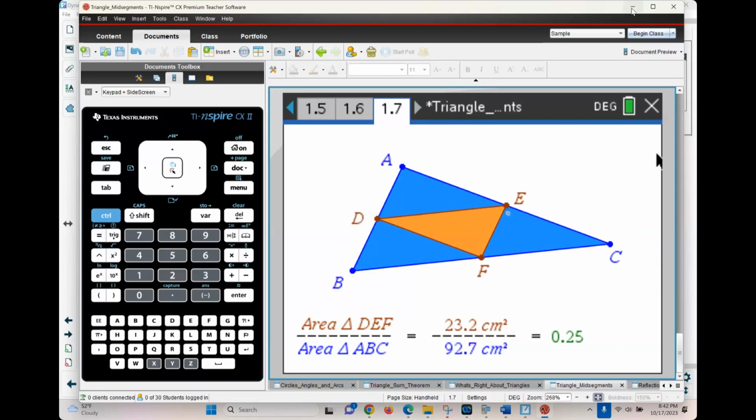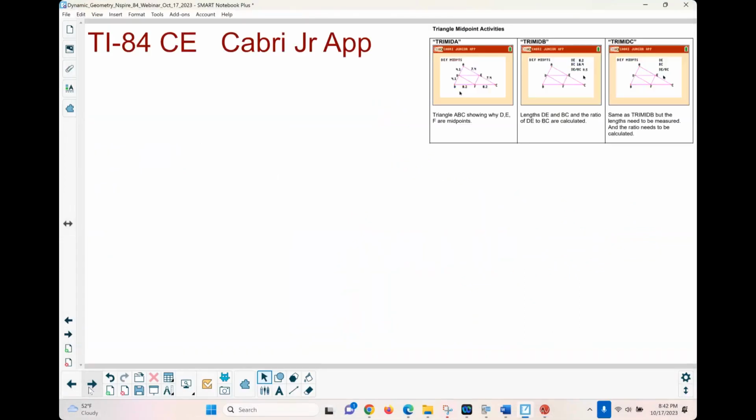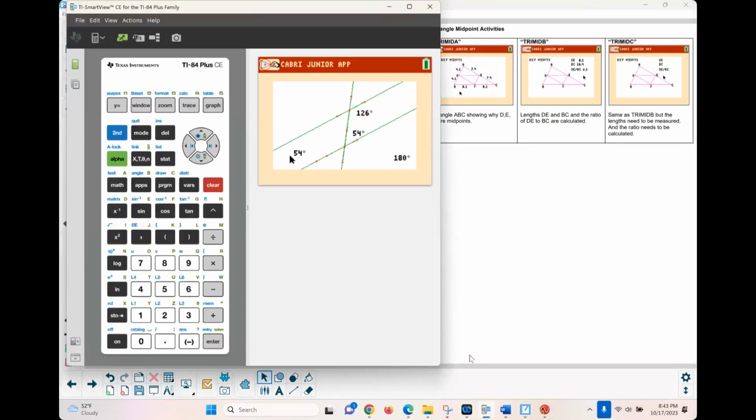All right, so with that, I want to go back to the 84 and talk about triangle mid segments on the 84. And this is one where on the Nspire, I can have different pages, but on Cabri Junior, I can only have one page. So I created several different pages. And I called it try mid A, try mid B, try mid C, and so on. And I have on there what it does. So let me go ahead and open up try mid A.